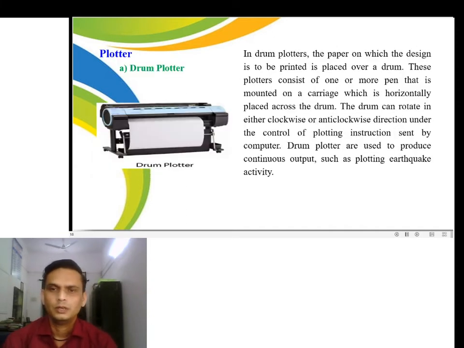Plotters. In a drum plotter, the paper on which the design is to be printed is placed over a drum. These plotters consist of one or more pens mounted on a carriage which is placed horizontally across the drum. The drum can rotate in either clockwise or anti-clockwise direction. The plotting is controlled by instructions sent by a computer. Drum plotters are used to produce continuous output such as plotting earthquake activities.